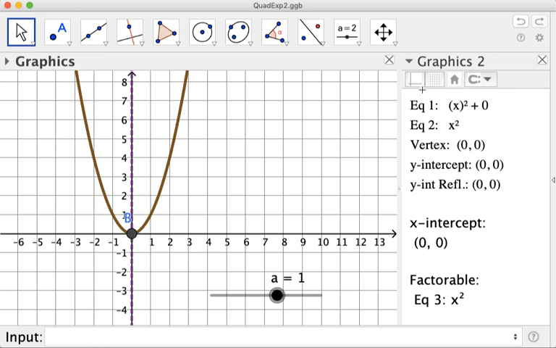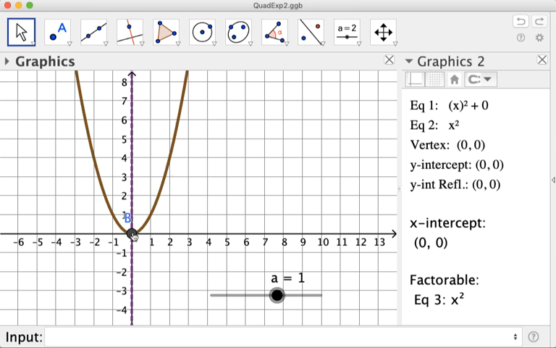Okay, right now we have this equation 1, which is in vertex form. Looks a little funny, and you'll see why in a minute. Equation 2 is in standard form. And equation 3, which we'll explain later, is the factored form. And this would otherwise really be x times x, or x minus 0 times x minus 0, but the software doesn't do it that way. But we'll see that play out.